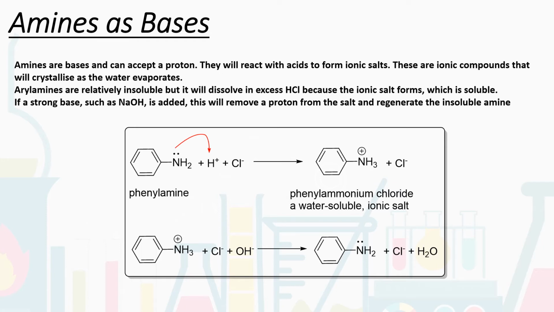And the reason for this is because if we react HCl with our aryl amine, for example, phenylamine as shown at the bottom here, it acts as a base, accepts a proton from HCl, and we end up forming this phenylammonium chloride salt. Now, because it's an ionic salt, it's therefore water soluble. If we took that salt and we added a strong base, for example, sodium hydroxide, then this will remove the proton from the salt. Again, it's just the reverse, essentially another acid-base reaction. It removes the proton from the salt, and it will regenerate the insoluble amine. So typically these amines are insoluble. By making the ionic salt, we can make them soluble.